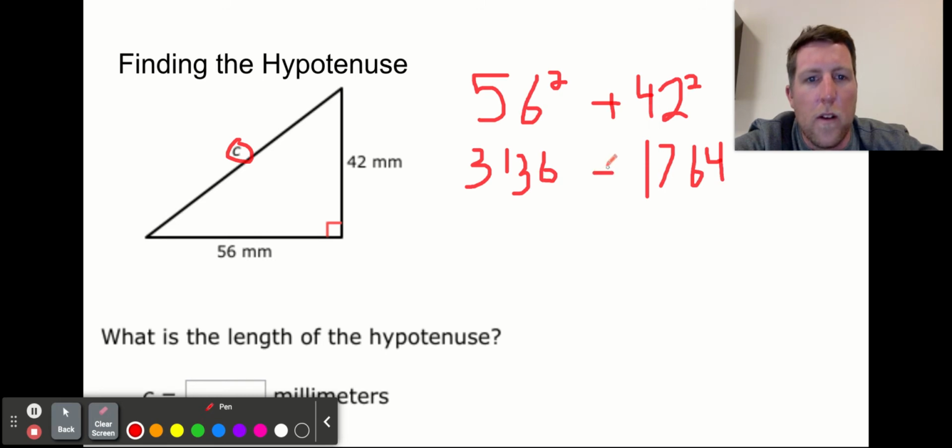And when you add those two together, you can do it now while I'm writing, you get 4,900.